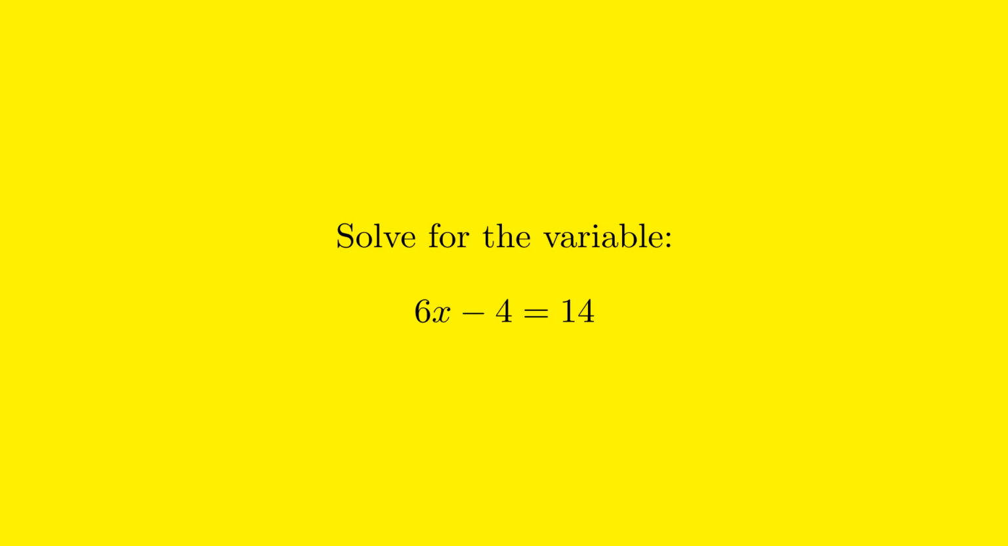In this video, we will be focusing on solving equations involving one variable. Today, we will be solving the equation 6 times x minus 4 equals 14. By the end of this video, you will understand the step-by-step process of isolating the variable x and finding its value. So let's get started.